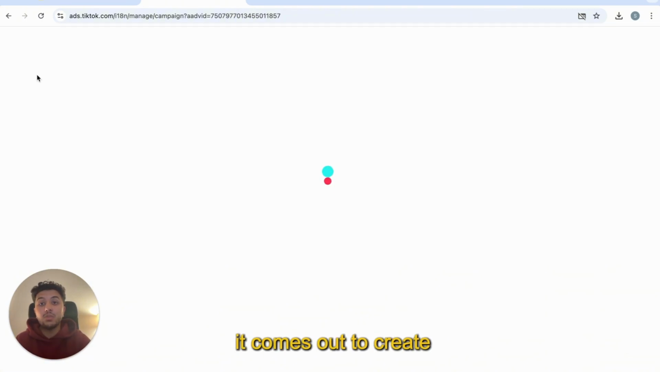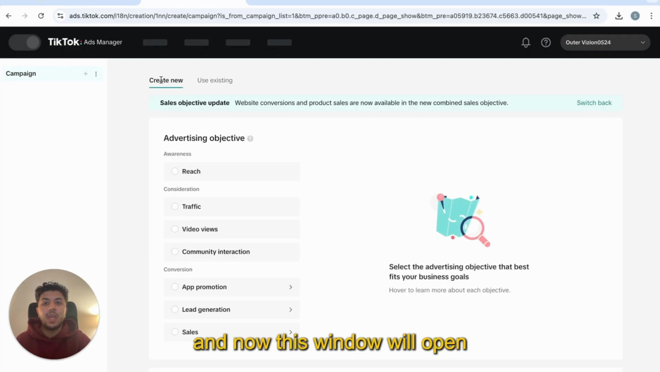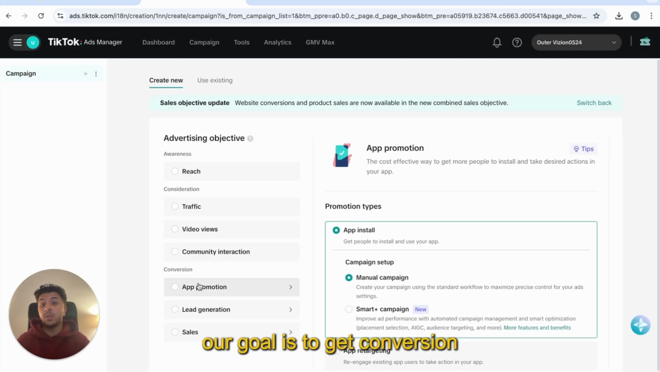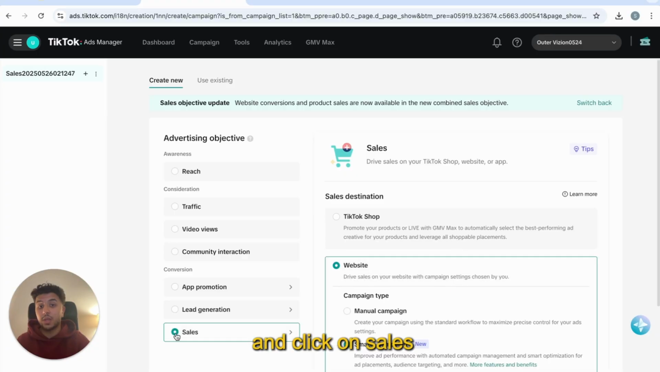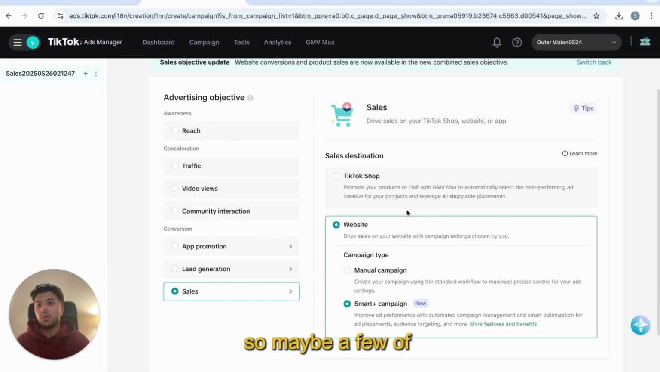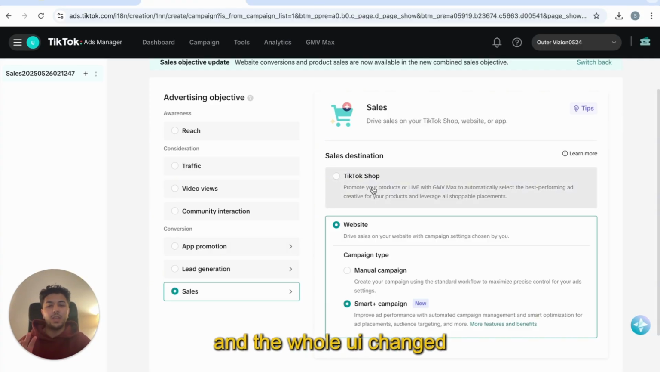But yeah, so when it comes now to create, you press on create, and now this window will open. Our goal is to get conversion. So we go on conversion and click on sales. And something that is different than before, so maybe a few of you guys saw the old version of TikTok, right now we have the TikTok Shop here and the whole UI changed a bit.